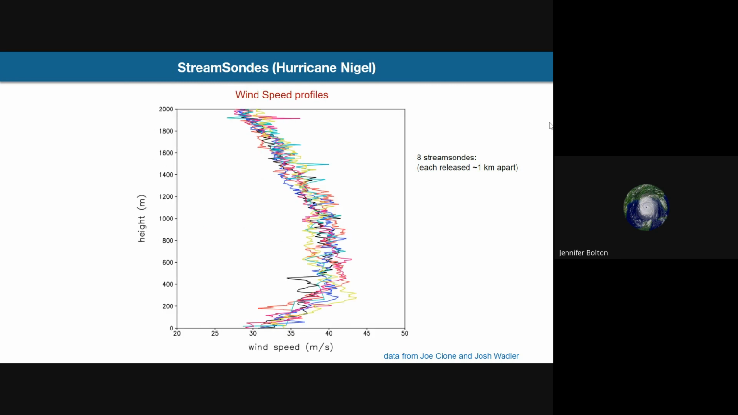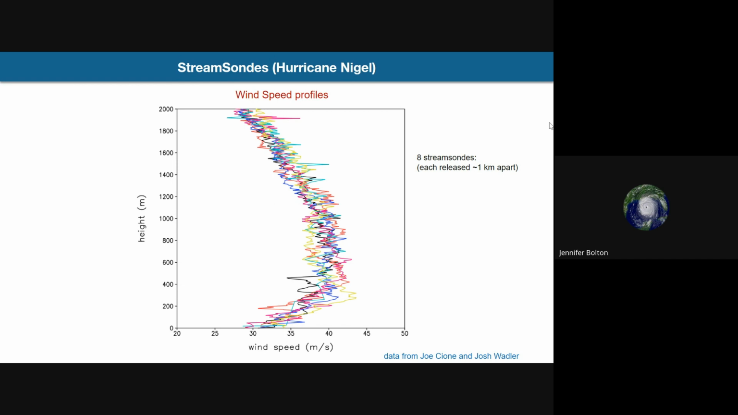Next slide. So Joe had this in the corner of one of his slides. This is the wind speed of these 8 stream sondes from Hurricane Nigel. Pretty similar. You can immediately see, yeah, hurricanes are really turbulent. You get a sense of the variance in the winds. This is why we might want to drop a whole bunch of stream sondes at once to get some turbulence parameters we can use to evaluate the boundary layer model.